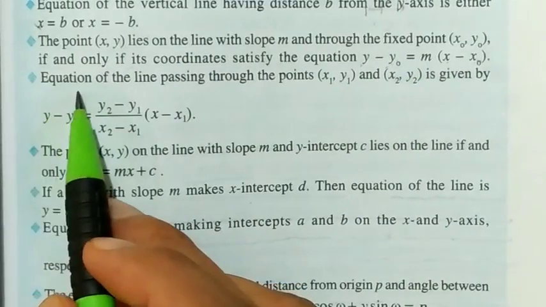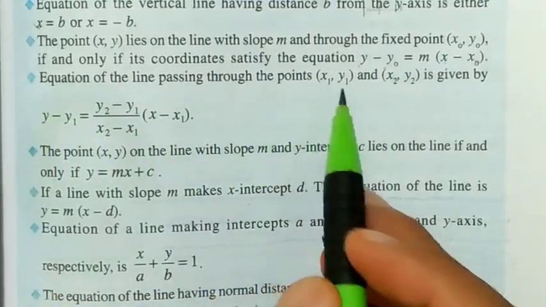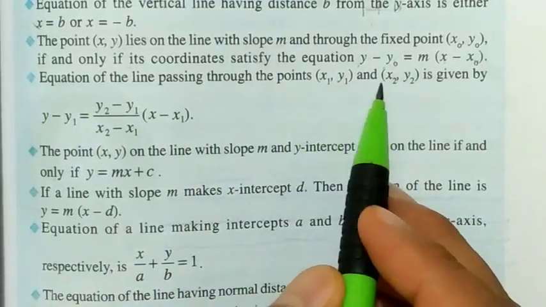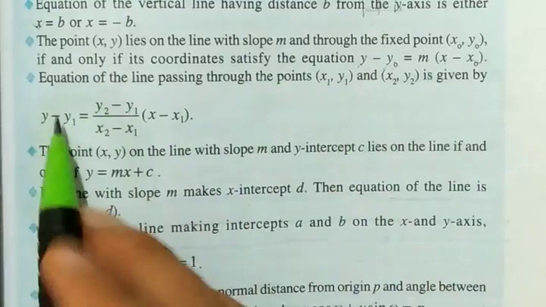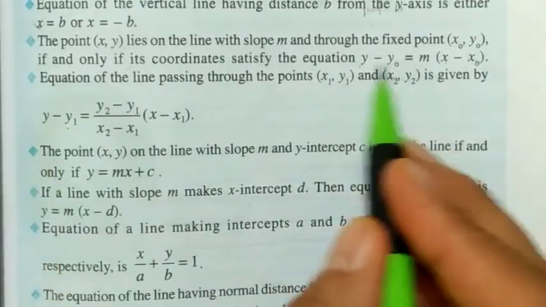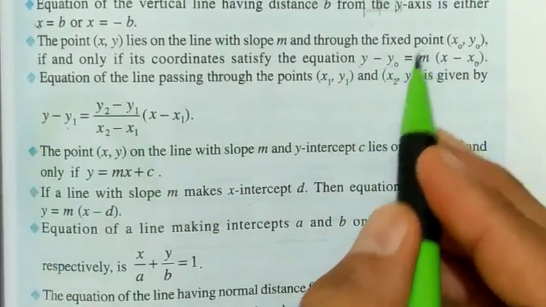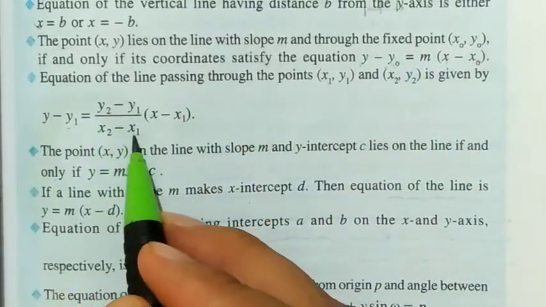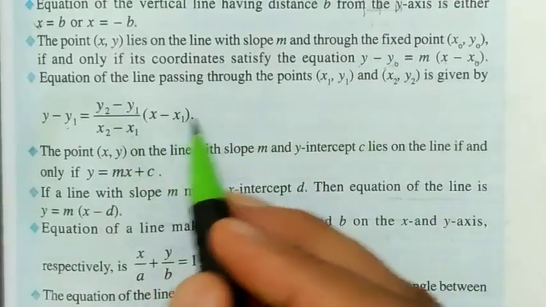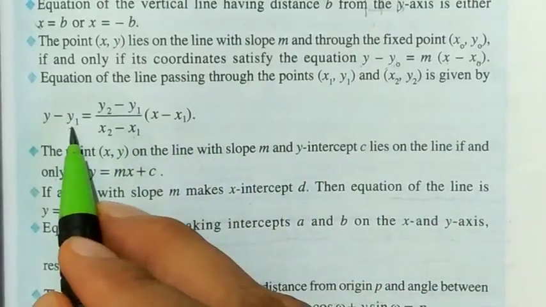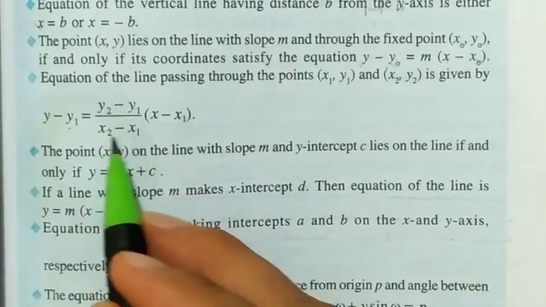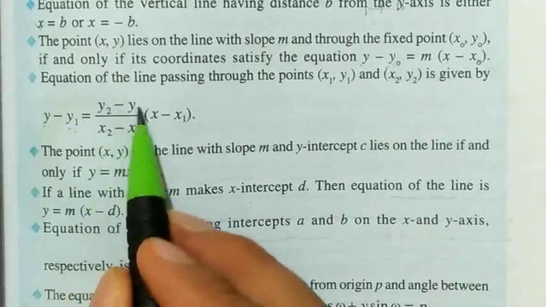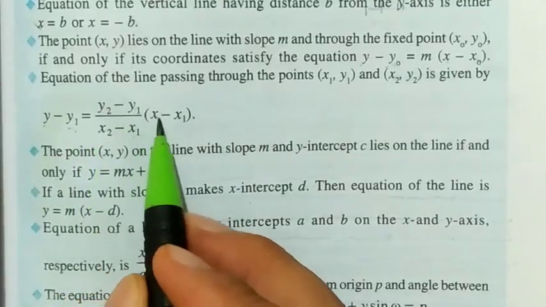Next point is the equation of the line passing through the points x1, y1 and x2, y2. Now, passing through two points, how do we find the equation? This is given by y minus y1 equals m, and what is m for two points? It is y2 minus y1 upon x2 minus x1, into x minus x1. So it passes through x1, y1, and the slope is y2 minus y1 upon x2 minus x1. So the equation of the straight line will be y minus y1 equals y2 minus y1 upon x2 minus x1, into x minus x1.